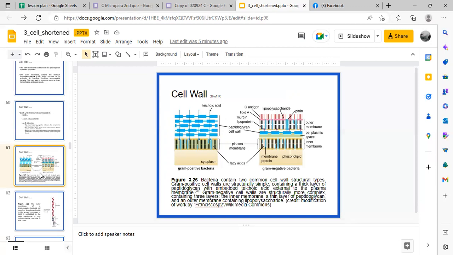So you can see here, mas organized and less complex ang gram-positive, no? So you have teichoic acid that is included in the cell wall of a gram-positive bacteria. So they're structurally simple, and you have a thick layer of peptidoglycan. Compared to gram-negative, mas complex yung structure niya, no?